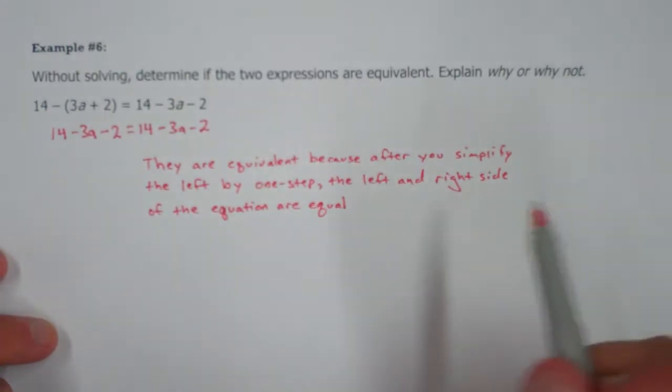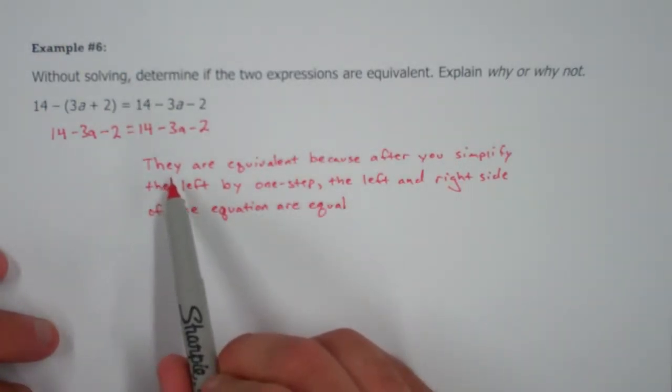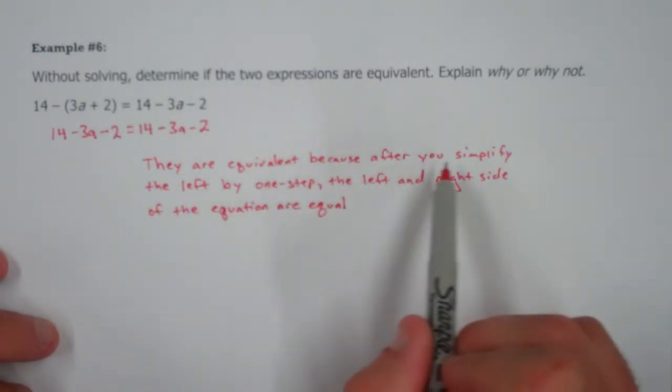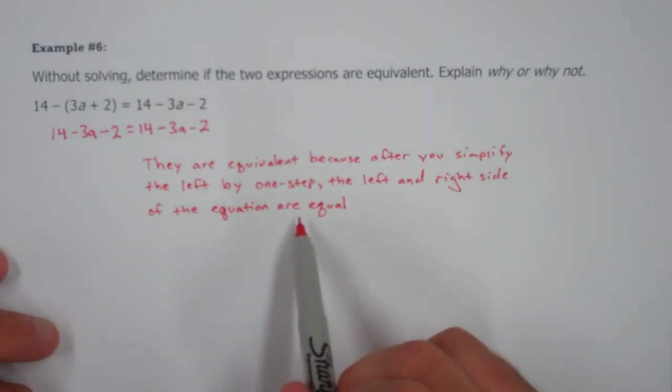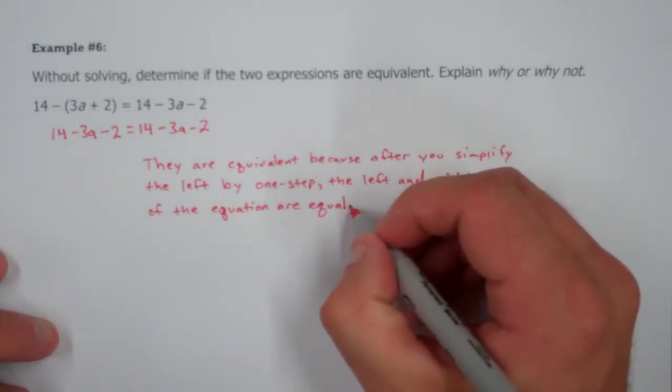I like to reread my sentences. This might not make sense English-wise. Let's see. So they are equivalent because after you simplify the left by one step, the left and the right side of the equation are equal. Yep, that one I think is good.